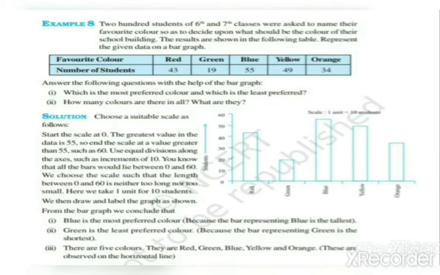You know that all the bars would lie between 0 and 60. We choose the scale such that the length between 0 and 60 is neither too long nor too small. Here we take 1 unit for 10 students. We then draw and label the graphs as shown. What is the scale of this bar graph? In your bar graph, 1 unit equals 10 students.